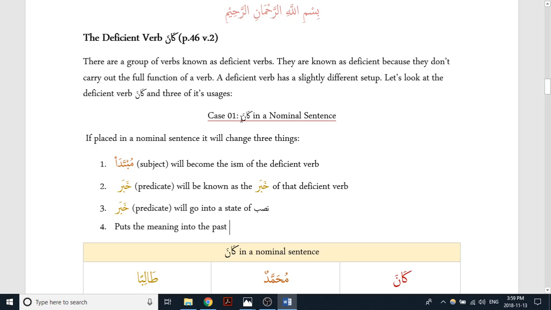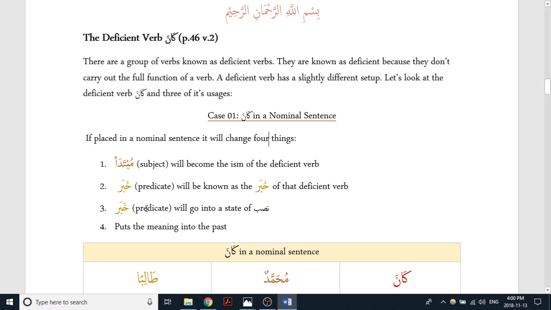When kana is added to a nominal sentence, it will change four things. First, the mubtada subject will become the ism of the deficient verb. So it's going to be known as something different now. We won't call it mubtada anymore. Rather, we'll call it the ism of that deficient verb, for example the ism of kana, or ismu kana. The khabar, which is the predicate in a nominal sentence, and we said that means it's the news about the subject, will be known as the khabar of that deficient verb. So now it would be known as the khabaru kana. So we'd have ismu kana and khabaru kana.